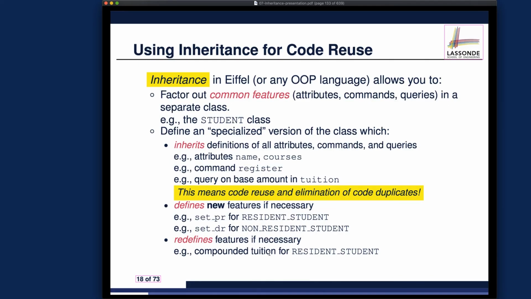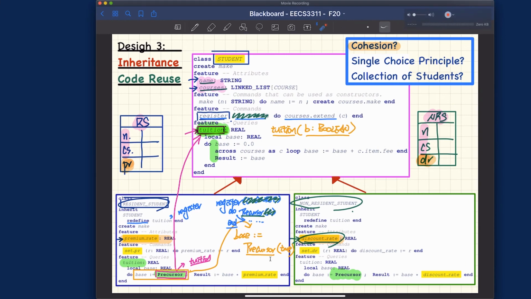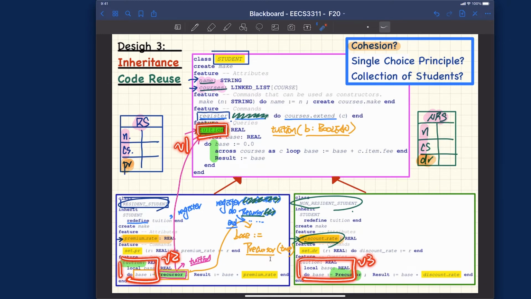Okay, so for example, tuition, you can see we redefine the tuition in both the resident students and also the non-resident students. You can see over here for tuition, you can think about this as version 1, and then this is version number 2 by using premium rates, and this is basically version 3 by using discount rate. So now at the runtime, which version is going to be called? That's going to be important for you to decide. We'll get there later.